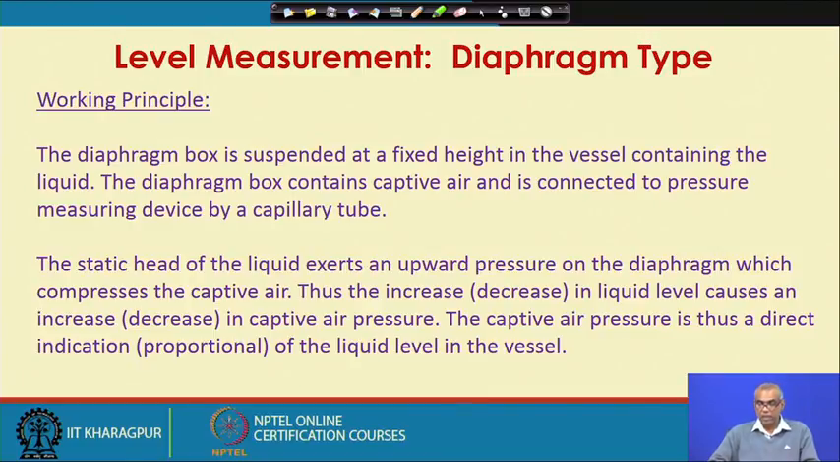Thus, the increase in liquid level causes an increase in captive air pressure. Similarly, a decrease in liquid level will cause a decrease in captive air pressure. The captive air pressure is thus a direct indication of the liquid level in the vessel.